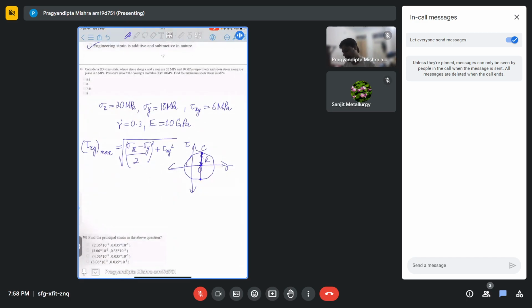So you don't have to worry about it. Only this sigma x, sigma y, and tau xy is enough for you to find your maximum value of shear stress. So if I substitute and find out, you can also do the calculation with me. I will do the calculation.